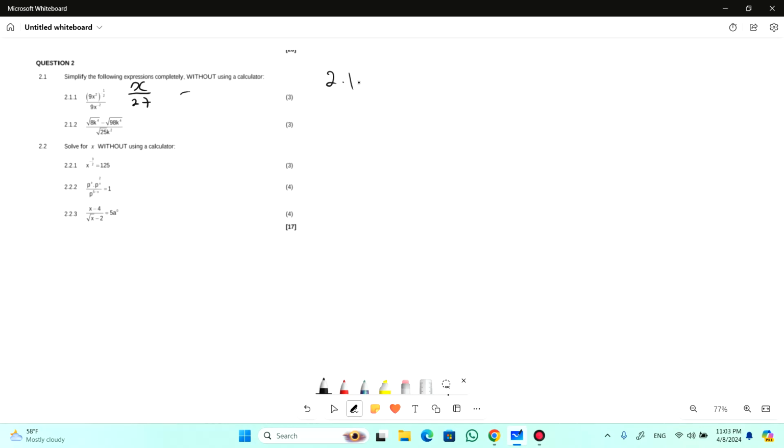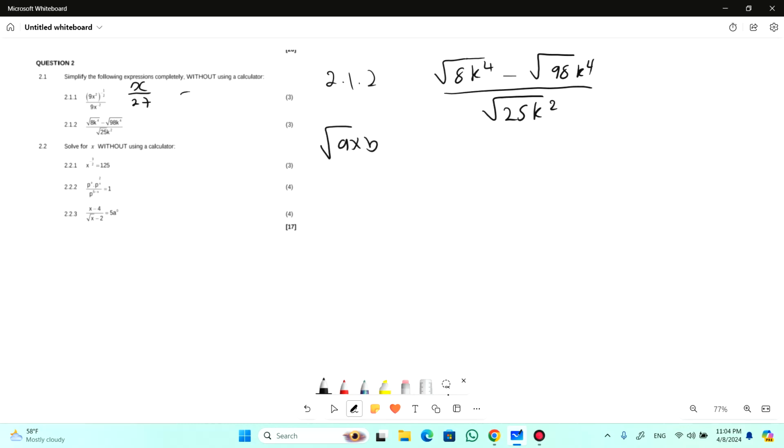Okay, so if you look at 2.1.2, we have the square root of 8k raised to the power 4, minus the square root of 98k^4, all divided by the square root of 25k raised to the power 2. So here we can break these two. Remember, when you have a times b inside one root, this can also be written as root a times root b.